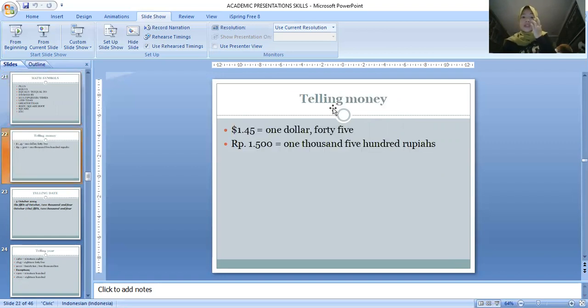Yeah. And then telling money, you also have to know how to tell money, because data also includes money. For example, $1.45. It should be said $1.45, not $1.45. No, but $1.45. In rupees, you can say 1,500 rupees.